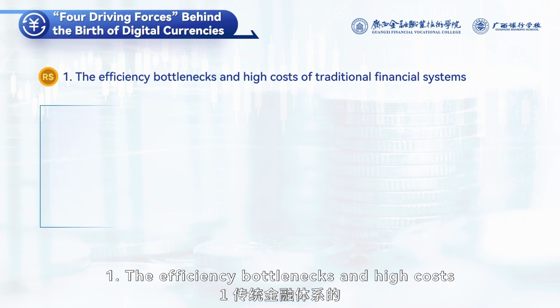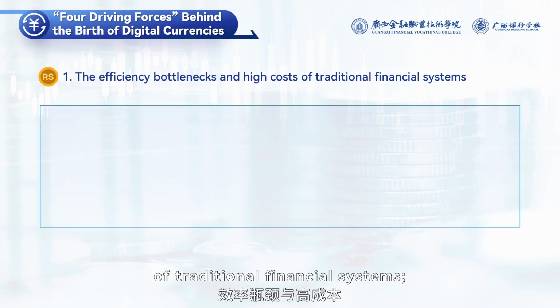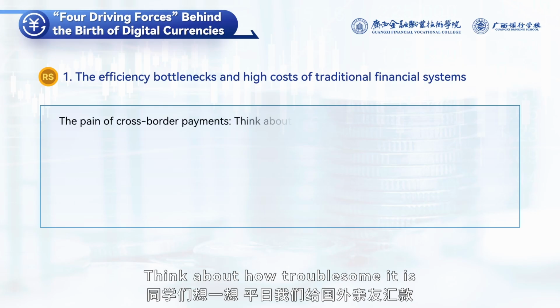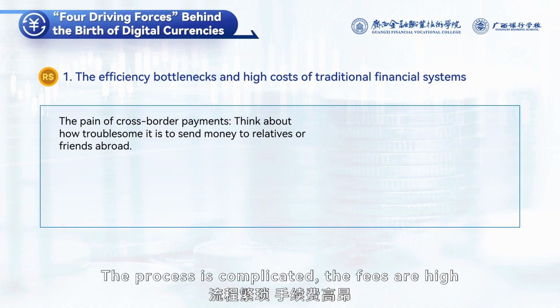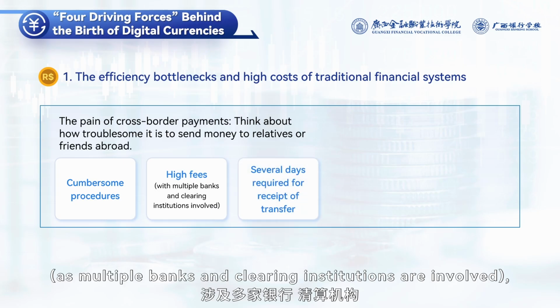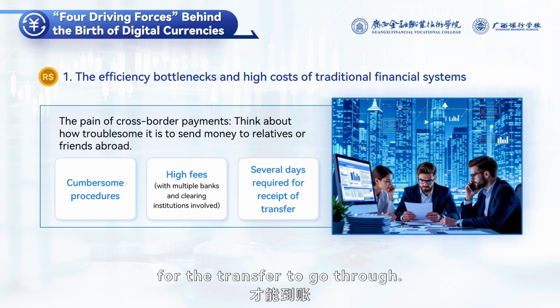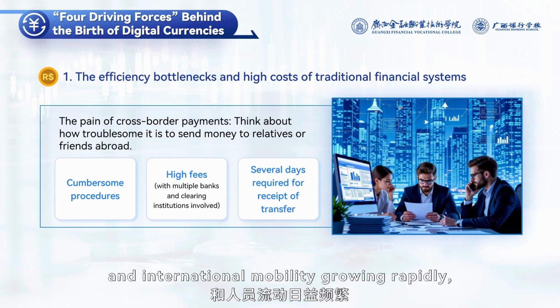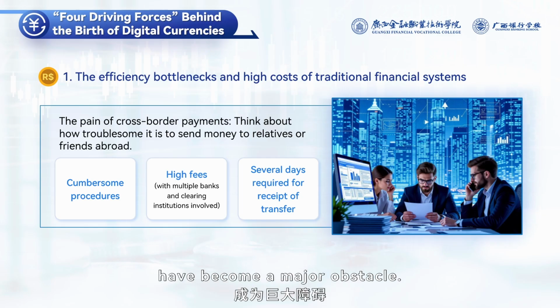1. The efficiency bottlenecks and high costs of traditional financial systems. Think about how troublesome it is to send money to relatives or friends abroad. The process is complicated, the fees are high, as multiple banks and clearing institutions are involved, and it often takes several days for the transfer to go through. With global trade and international mobility growing rapidly, such inefficiency and high costs have become a major obstacle.